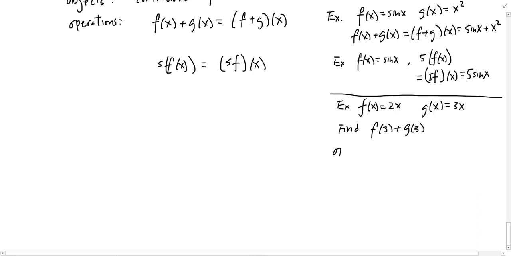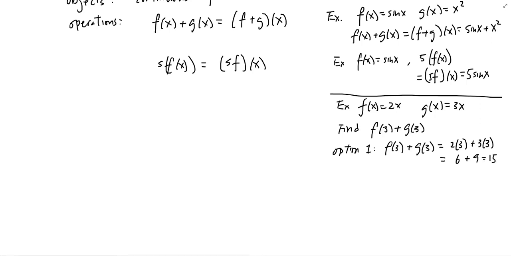So option 1: I would do f of 3 plus g of 3, and therefore that would be 2 times 3 plus 3 times 3, which becomes 6 plus 9, which is 15. So that's option 1. But I could also do the following.